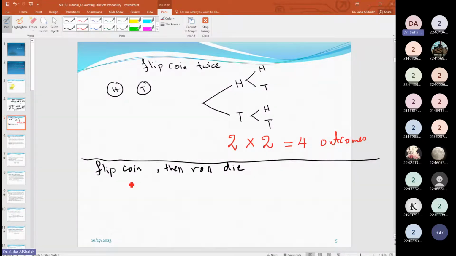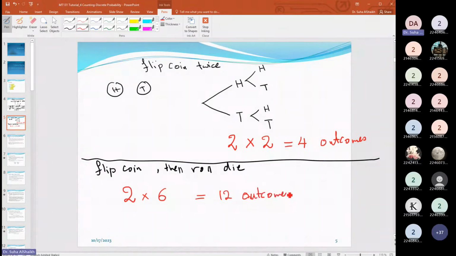How many outcomes when I'm flipping the coin? I have 2 outcomes. When I'm done, I'm gonna roll the die. How many outcomes do I have out of this? I have 6 outcomes. So overall, in this experiment of flipping the coin and then rolling the die, I have a 2 multiply 6 outcomes, so I have 12 outcomes here.